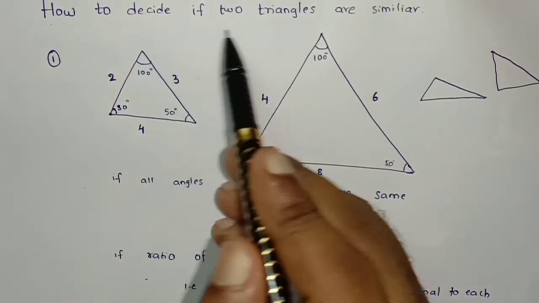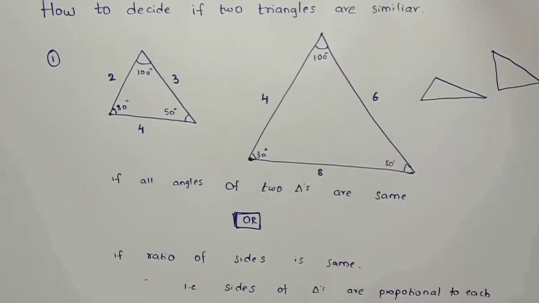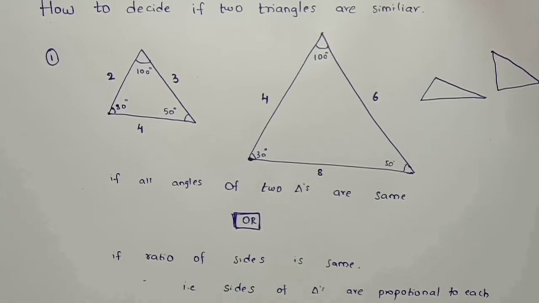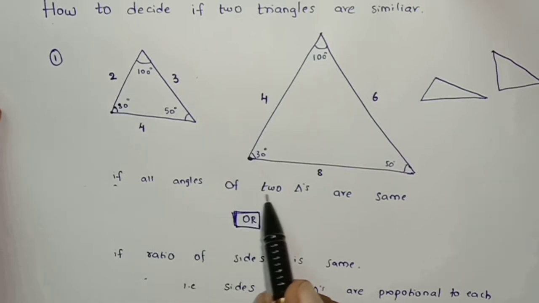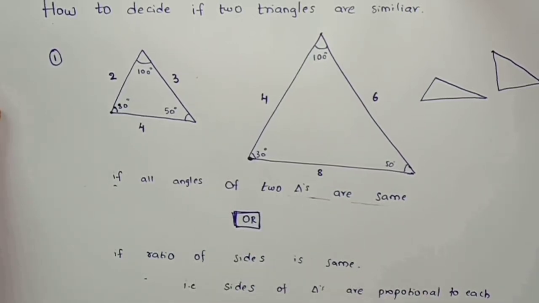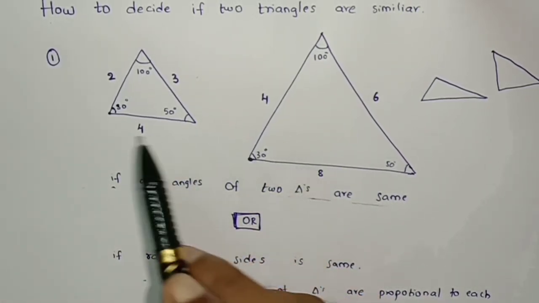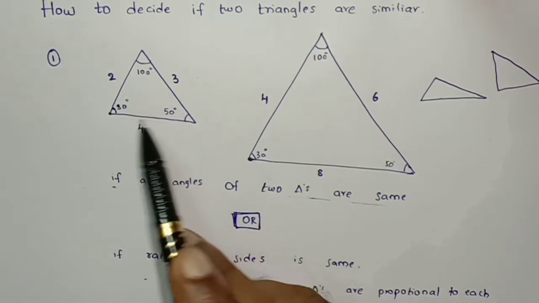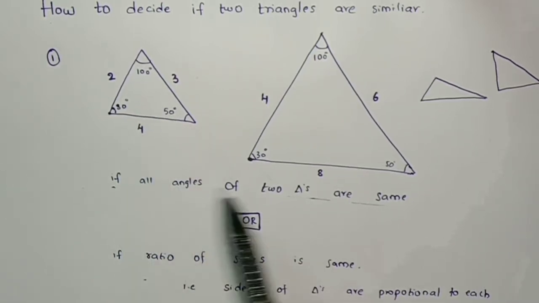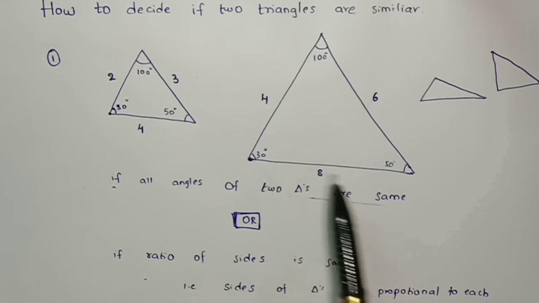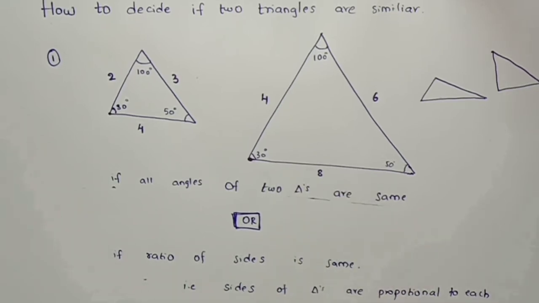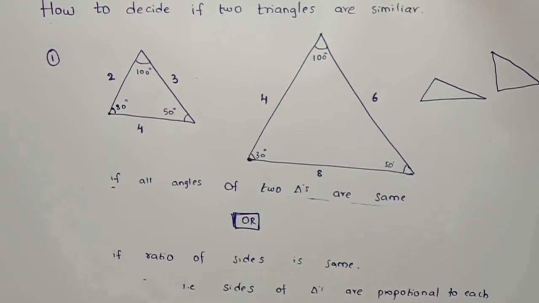Now, how do we decide if two triangles are similar? There are two conditions to decide whether two triangles are similar to each other or not. Now, first condition, if all the angles of the two triangles are the same. Let us take in this example, the angles of these triangles are 30, 50 and 100. So, if two triangles have exactly the same angles, we can say that those two triangles are similar to each other.